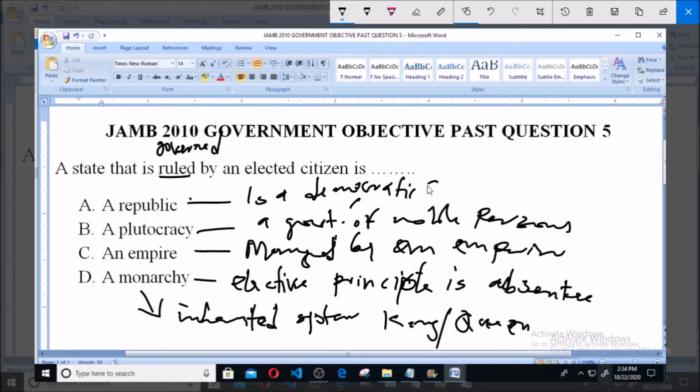Then a republic is a democratic government or system, and in every democratic government or system, it is expected that citizens will vote for the leader that will come to power. So a state that is ruled or governed by an elected citizen is called a republic. So option A is correct.